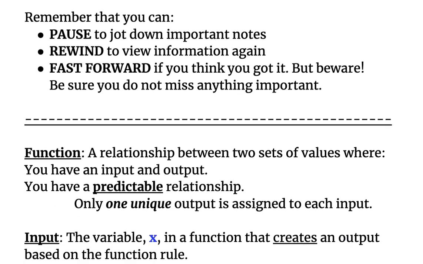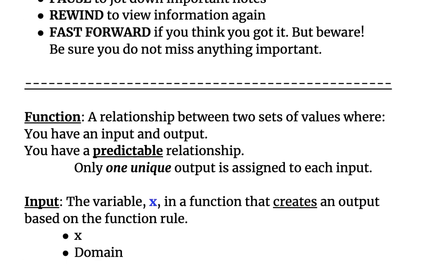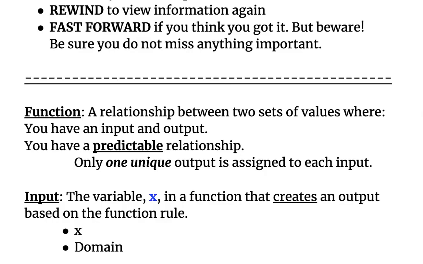So let's talk about what this means. When we talk about an input and an output, in math, the input is the variable x. So it's the variable x in a function that's going to create an output based on the function rule. If that doesn't make sense right now, that's okay, we're going to go over it. But in math, the input is x. Sometimes it's also called the domain. So that's just another vocabulary word that people can use instead of x or input. It's called domain. Make sure you have this information down before moving on.